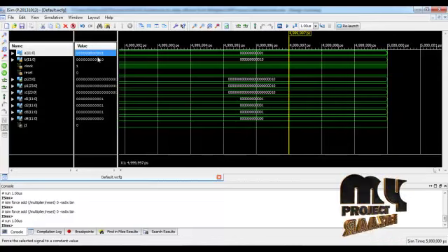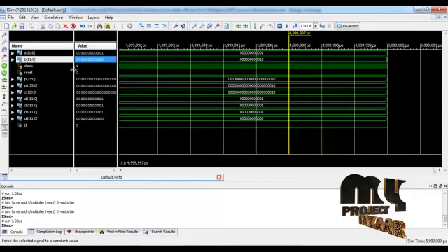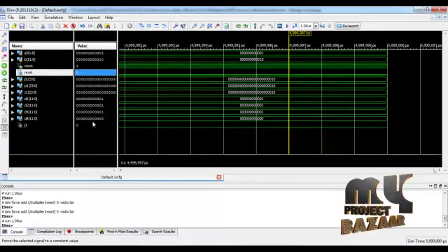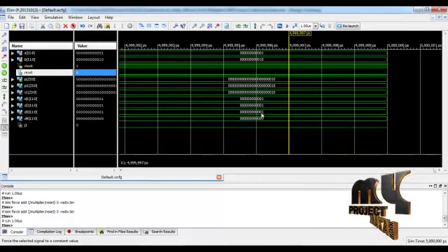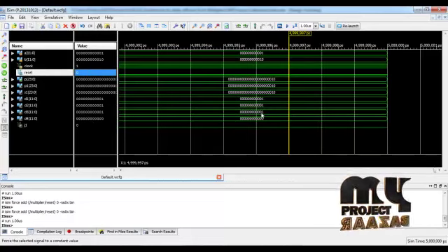So this is the input: A and B are the inputs. This is the clock set. And finally, this is the output. So this is the proposed 8-bit multiplier.